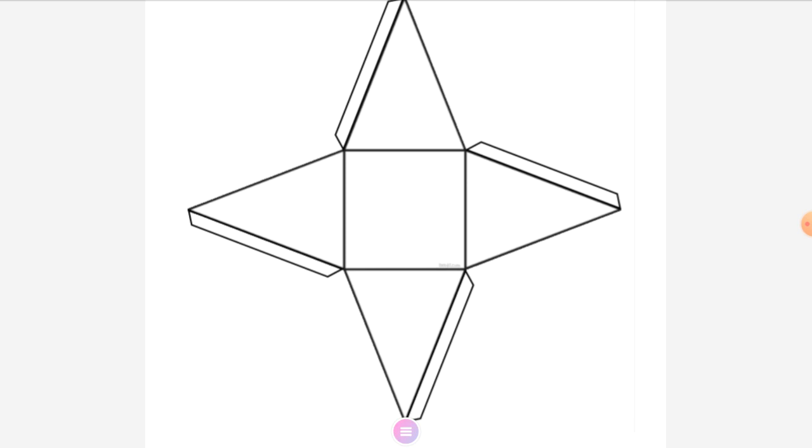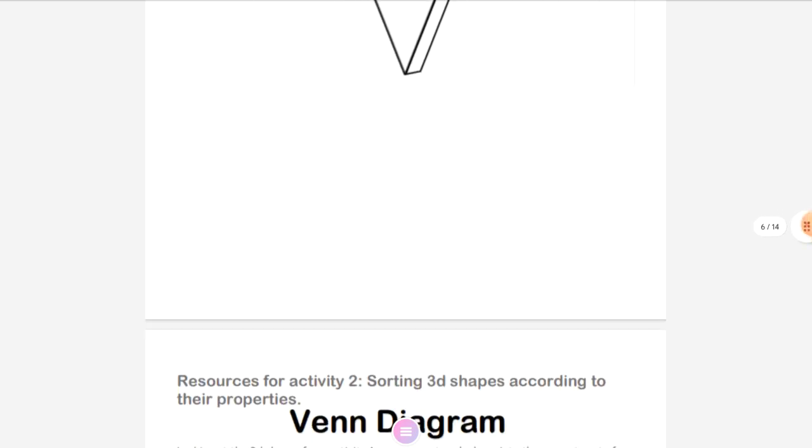Briley, what do you think? A square pyramid, because I only see 1 square. If you see 1 shape that's different, that has to be your base shape. All of those triangles would fold up into a point to make the pyramid. So yes, that is a square pyramid.